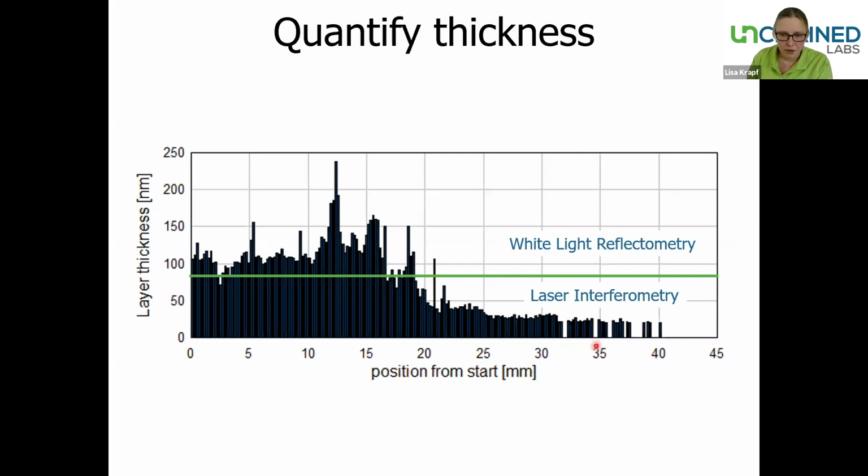And you can see it's a nice distribution along the ridge of the syringe, or the length of the syringe, and all the values that are bigger than 80 nanometers come from white light reflectometry, and the ones lower from laser interferometry, and Bouncer automatically already combines those values to show all the results in one graph.